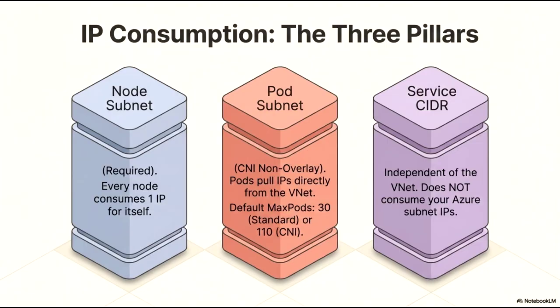In a non-overlay Azure CNI configuration, pods pull their IP addresses directly from the VNet. It is vital to plan for pod density, as the default maximum number of pods per node is 30 for standard configurations or 110 when using Azure CNI. The third pillar is the service CIDR. This range remains independent of the VNet and is used exclusively for internal service load balancing. Because it is independent, it does not consume any IPs from your Azure subnets, providing a scalable solution for internal communication without depleting your VNet resources.